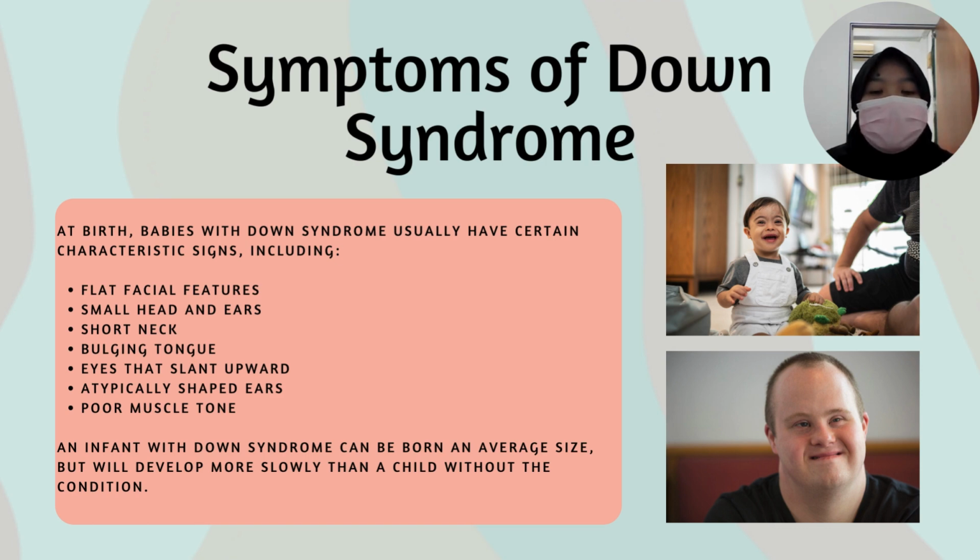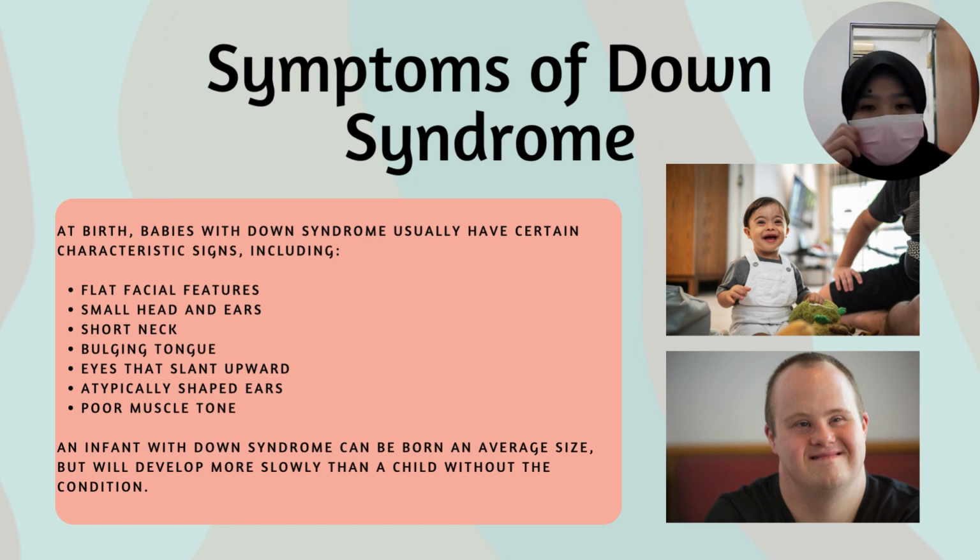As for the symptoms of Down syndrome in their features, usually at birth, babies with Down syndrome have certain characteristic signs, including flat facial features, a very small head and ears, a short neck, a bulging tongue, eyes that slant upward, and poor muscle tone. So sometimes they can be seen as very floppy when they're babies.